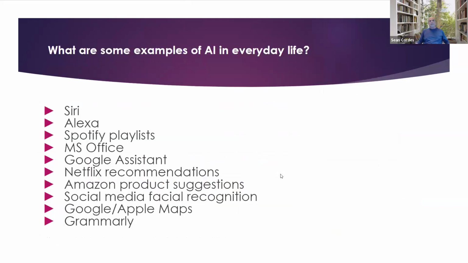Here's some of the places where I'm finding it popping up in everyday life, either in audio or text. Siri, Alexa, my Spotify playlists are starting to become more generated, less from friends sharing music, and more of being suggested. MS Office has built-in AI now for generating text and improving writing. Google Assistant, all the Netflix recommendations.